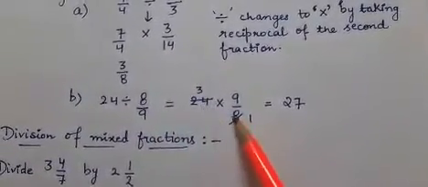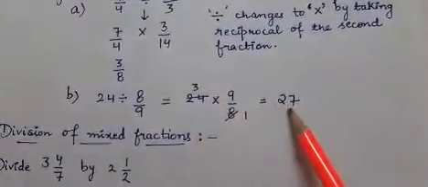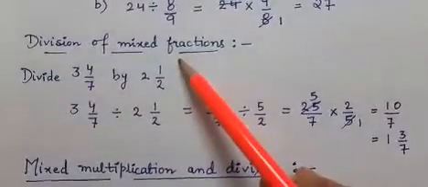So 24 can be divided by 8. 8 1 times is 8, 8 3 times is 24, and the final answer is 27. Next topic is division of mixed fractions.